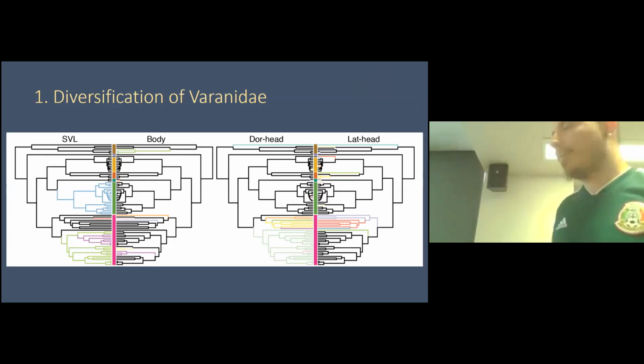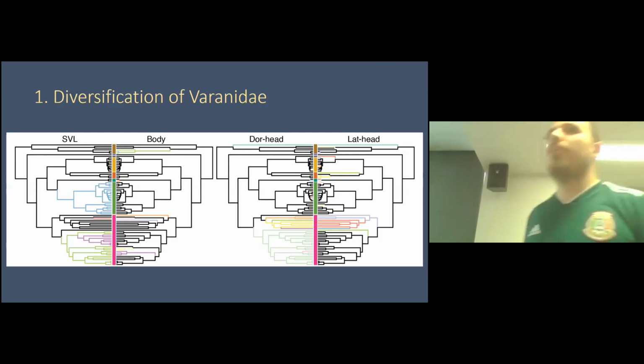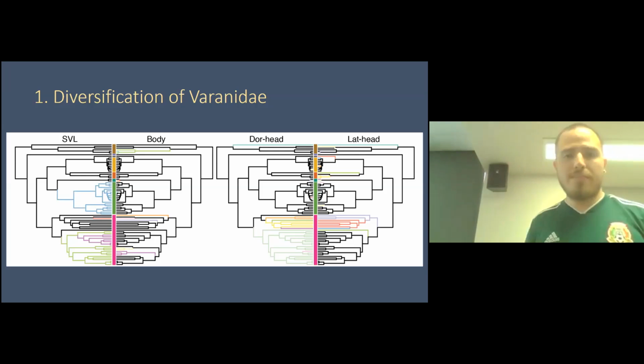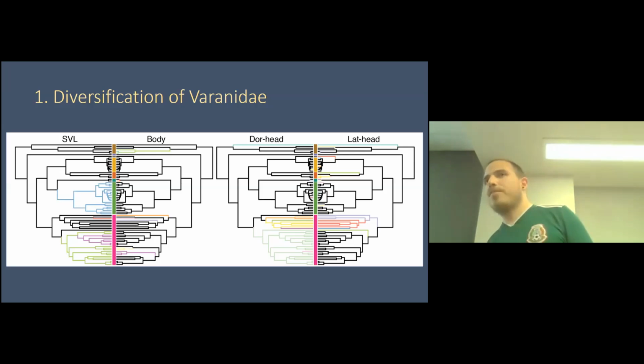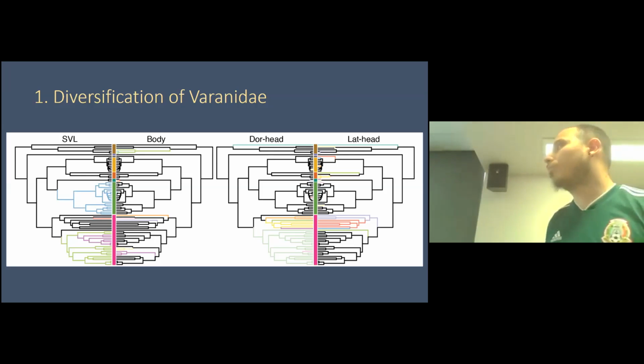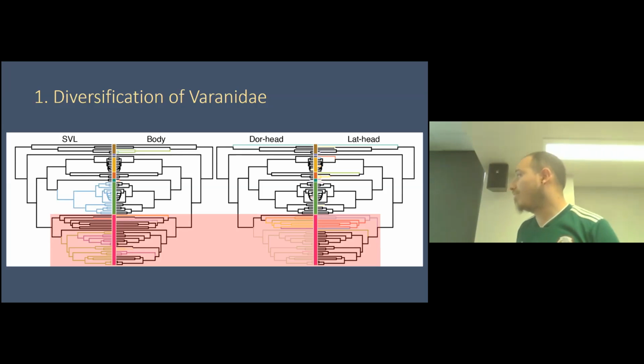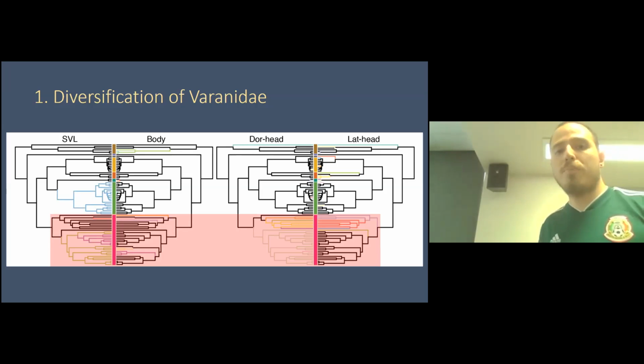And these are the results of an analysis that is trying to look for adaptive optima in the monitor lizard radiation. In other words, these different colors are telling you how ecomorphologically diverse monitors are. And we can see that there are more adaptive shifts in the Australian radiation compared to other clades.